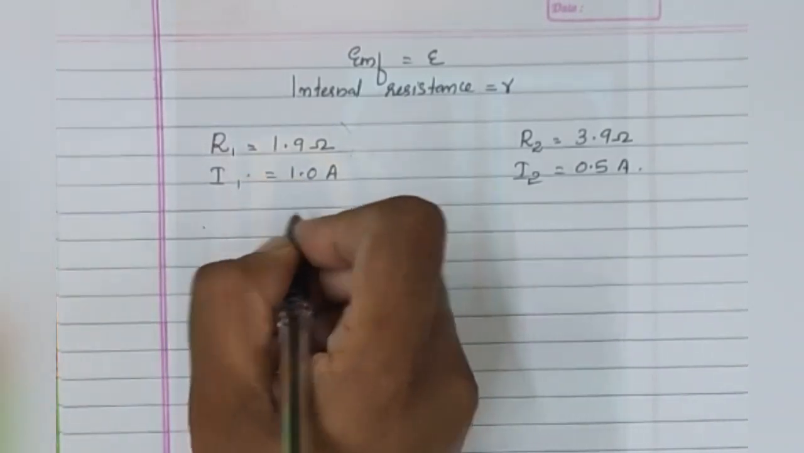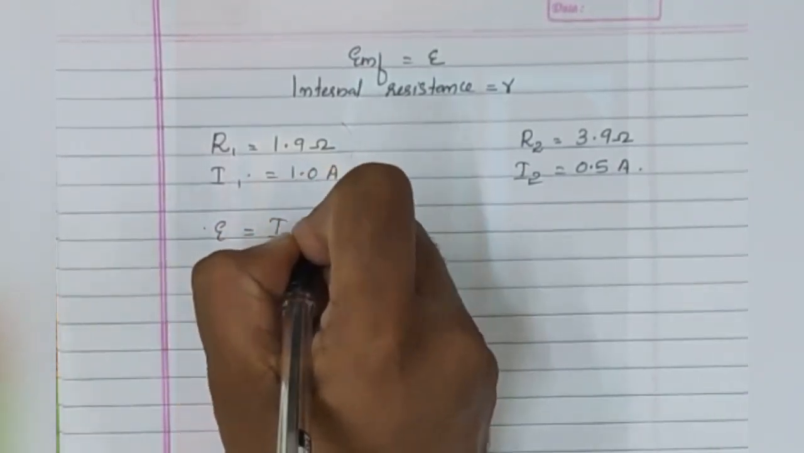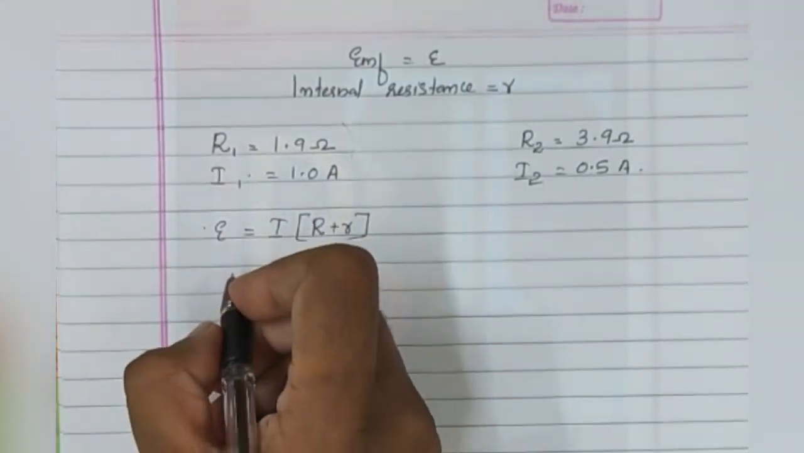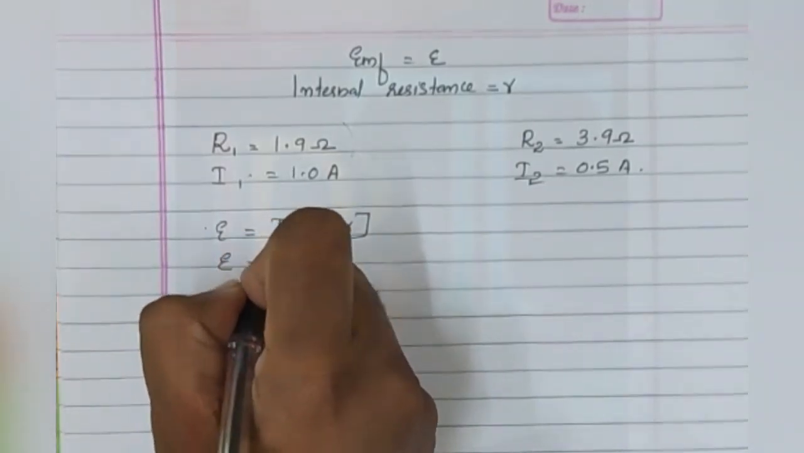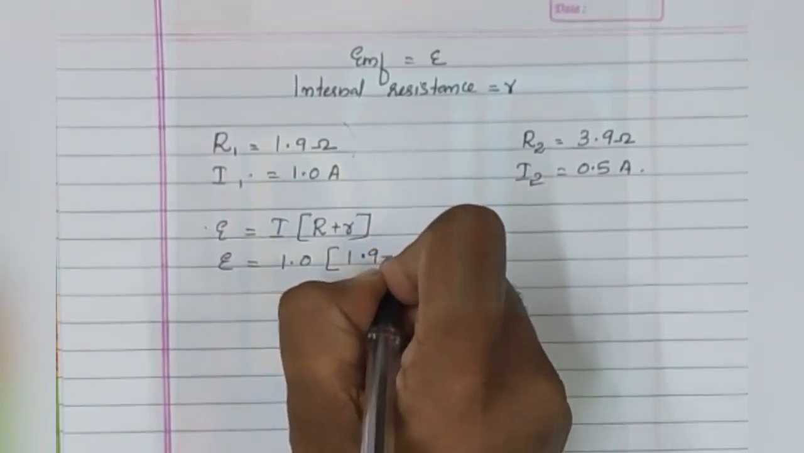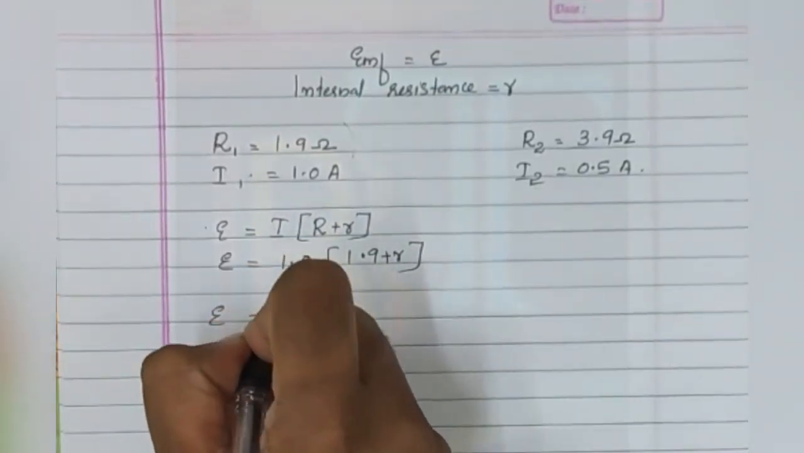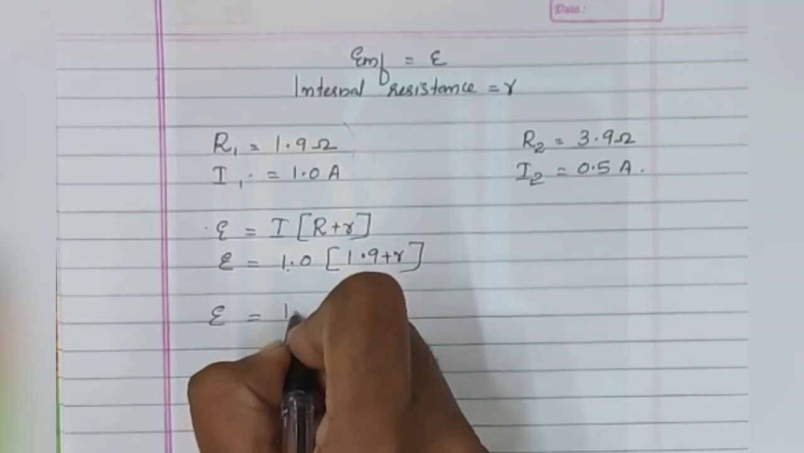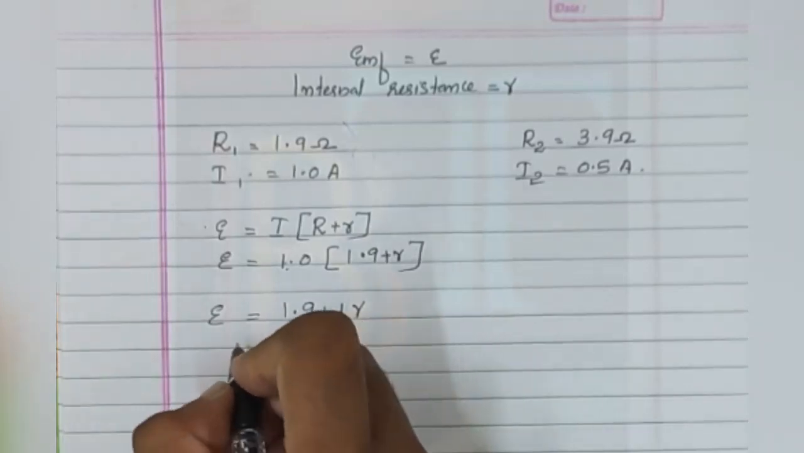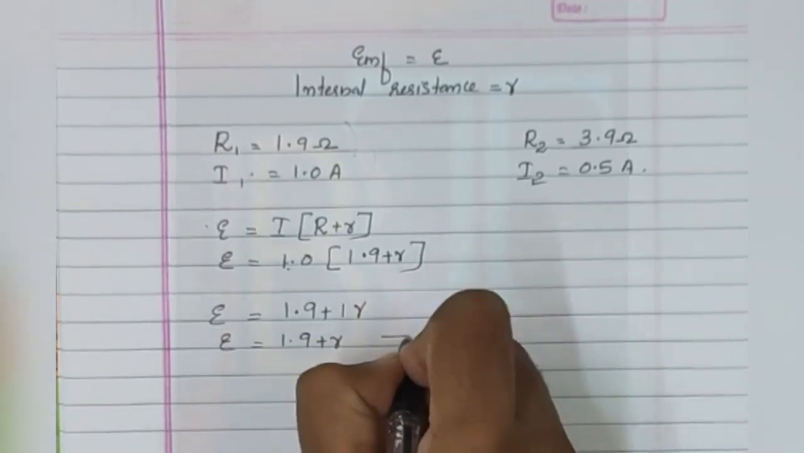So from the first case, we can write current is EMF by total resistance. So EMF is equal to current into external resistance plus internal resistance. So EMF E is equal to 1.0 into external resistance 1.9 plus internal resistance r. Hence E is equal to 1 into 1.9 is 1.9 plus 1 into r is r. So here the equation is E is equal to 1.9 plus r. Let it be equation 1.